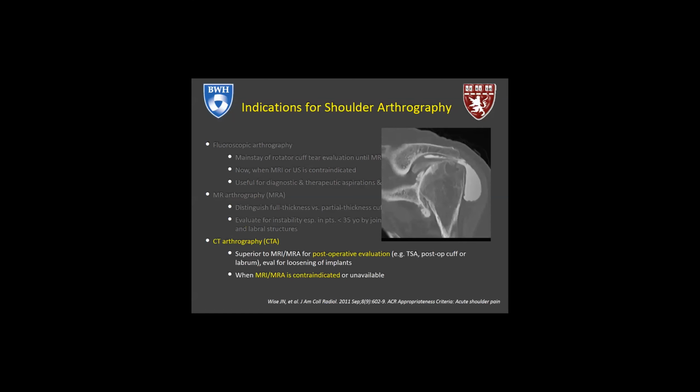CT arthrography has been shown to be much superior to MRI and MR arthrography for postoperative evaluation, particularly in patients who've had a total shoulder arthroplasty or postoperative cuff or labral tears, and especially evaluating loosening of implants, although ultrasound has been demonstrated in most recent times to be equally as good. And then obviously when MRI is contraindicated, CT arthrography has been helpful as well. So you can see here in a case of preoperative evaluation with severe glenohumeral osteoarthritis and a full thickness rotator cuff tendon tear.